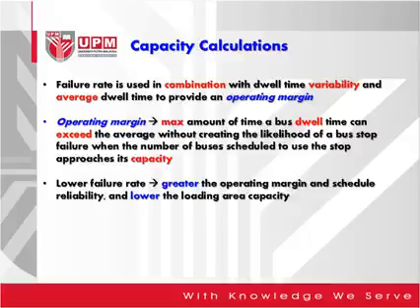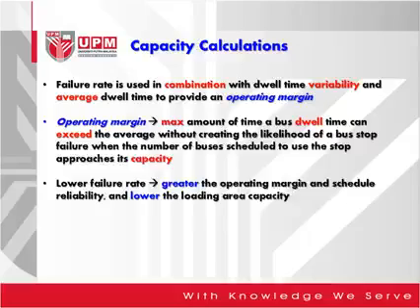So first, what is failure rate? Failure rate is a probability term. It indicates how likely it is that a bus arrives at the bus stop but fails to enter the bus loading area immediately. So this is what we call failure rate, and this rate is predetermined. We decide what the expected failure rate is, and due time variability and due time can be obtained from the field studies.